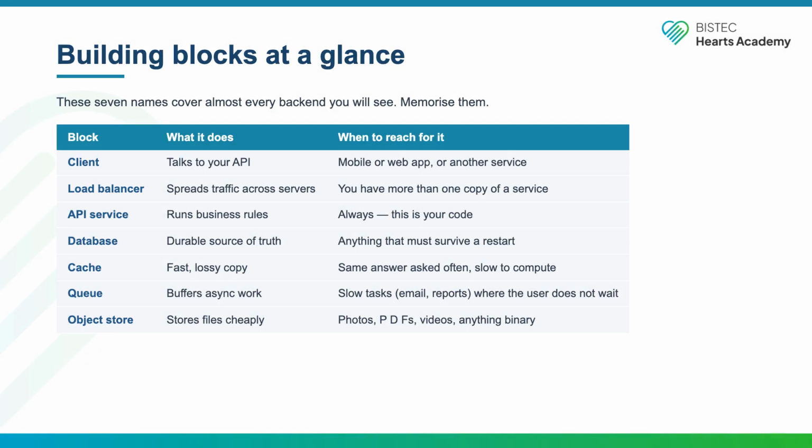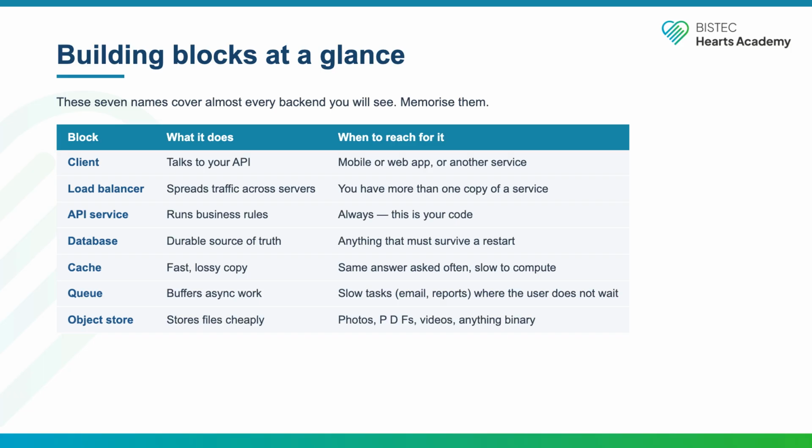Pause and look at this table. It is the most important slide in day 2. These 7 names cover almost every backend you will see in your career. Client, the thing that talks to your API, mobile, web, or another service. Load balancer spreads traffic when you have more than one copy of a service. API service, your code, where business rules live.